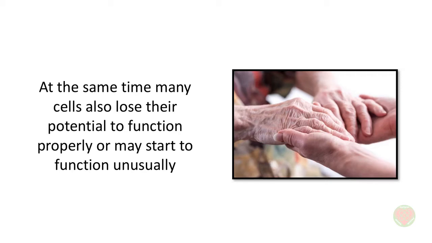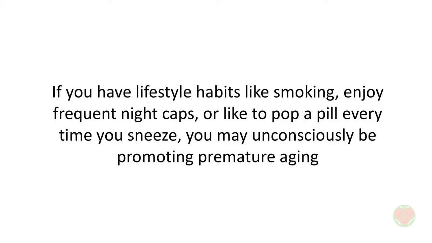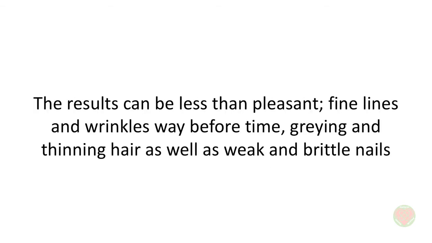But then there are factors like outside influences which can be controlled. These are the ones we can work on and we'll discuss in much detail in this video course. If you have lifestyle habits like smoking, enjoy frequent nightcaps, or like to pop a pill every time you sneeze, you may be unconsciously promoting premature aging. Also, if you're not someone who likes to exercise regularly, you've just added years to your real age, and unfortunately, these will show. The results can be less than pleasant. Fine lines and wrinkles way before time, graying and thinning hair, as well as weak and brittle nails.